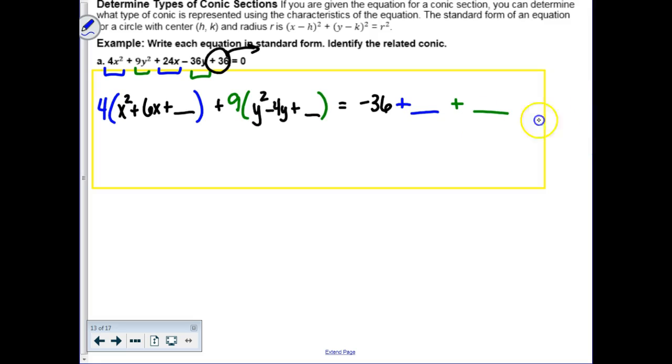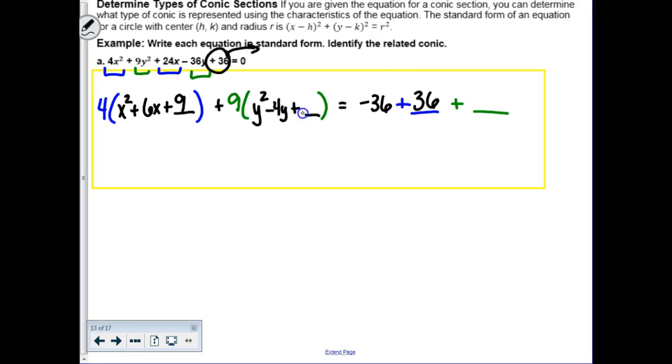So here's the fun part. What's going to go in this blank right here to complete this quadratic? That'd be a 9. But you're really adding what to the equation? Really a 36. So to balance everything out, this blue blank is really a plus 36.